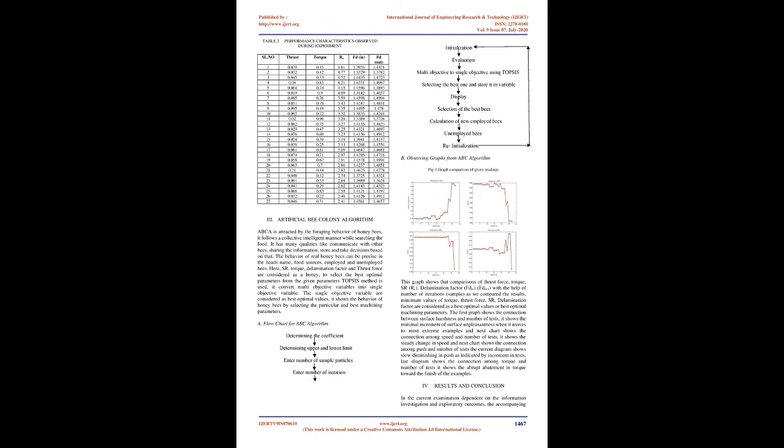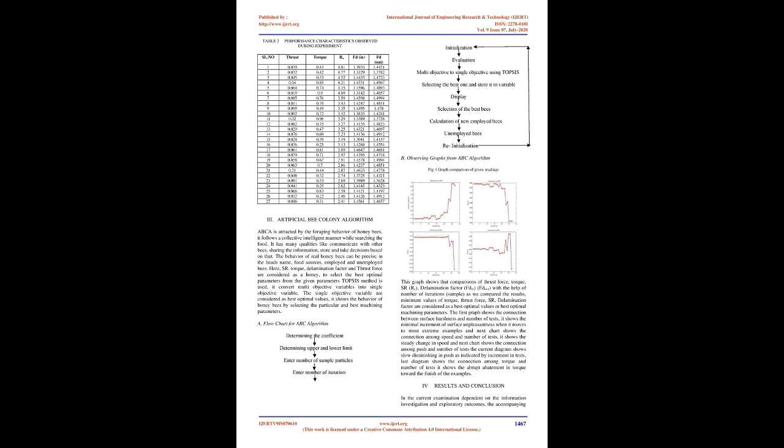The first graph shows the connection between surface roughness and number of tests. It shows a minimal increment of surface roughness when it moves to the maximum samples, and the next chart shows the connection between speed and number of tests. It shows a steady change in speed, and the next chart shows the connection between thrust and number of tests. The current diagram shows a slow decrease in thrust as the tests increase. The last diagram shows the connection between torque and number of tests. It shows an abrupt decrease in torque toward the end of the samples.